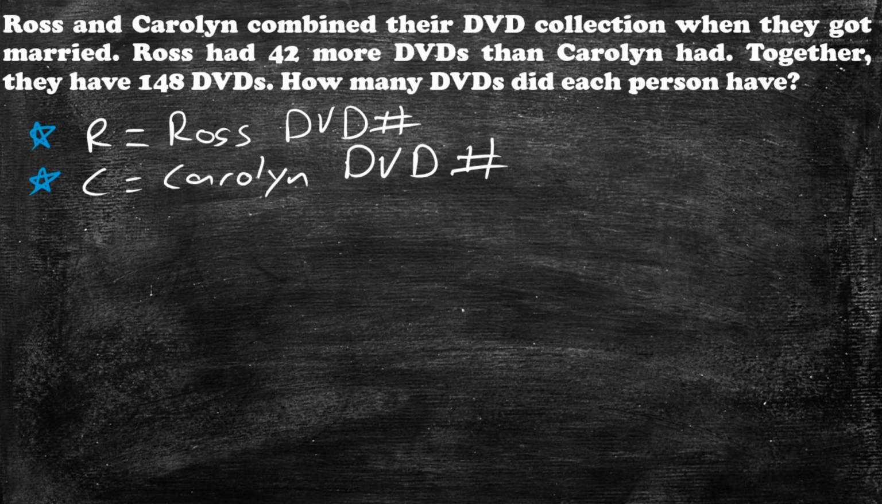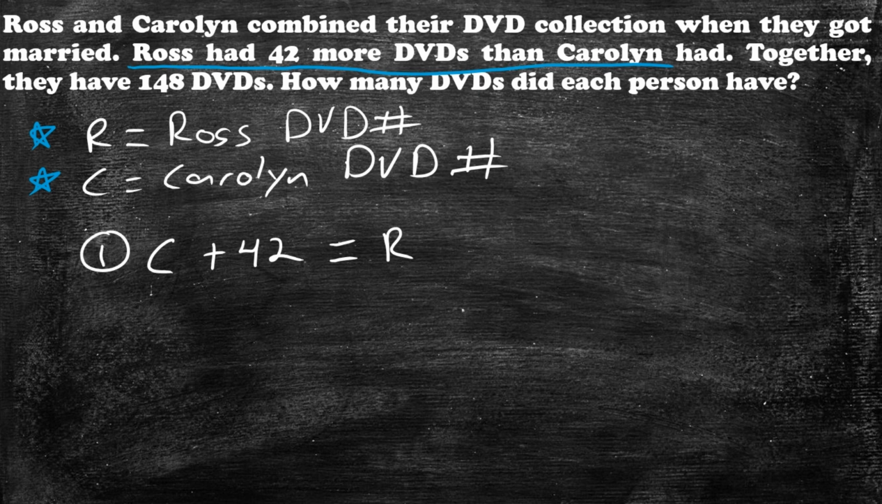Whenever you have word problems, they give you a couple of key points to note. The first one is this one: Ross had 42 more DVDs than Carolyn. What that means is that if you take Carolyn's number of DVDs, which is C, and add 42 to that number, you get the number of DVDs that Ross had. So that's going to be our first equation.